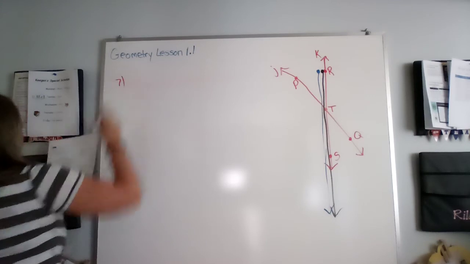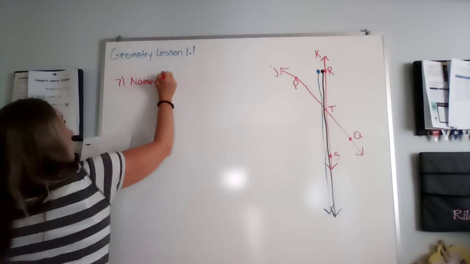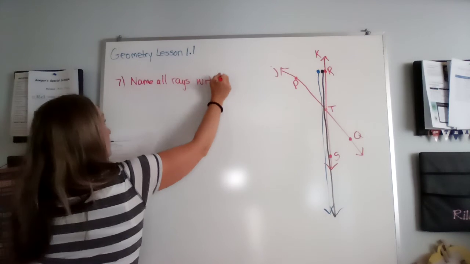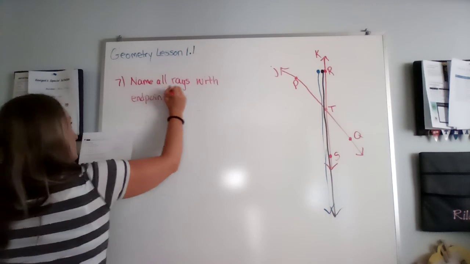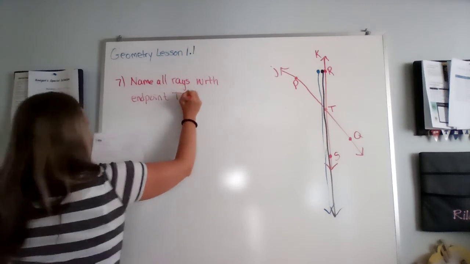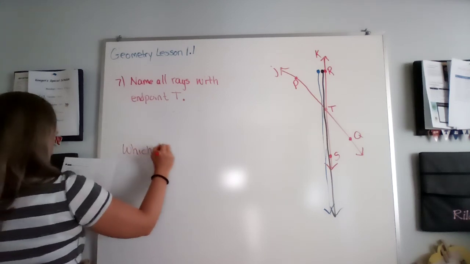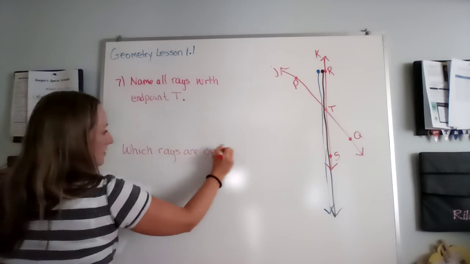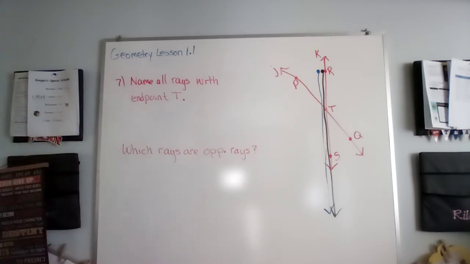Number 7. Name all rays with endpoint T. We'll start with that. And then my follow-up. Which rays are opposite rays? Okay, so it's a 2-part question. So name all rays with endpoint T.